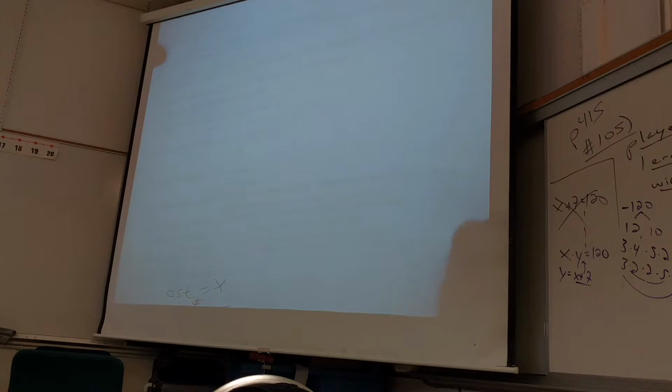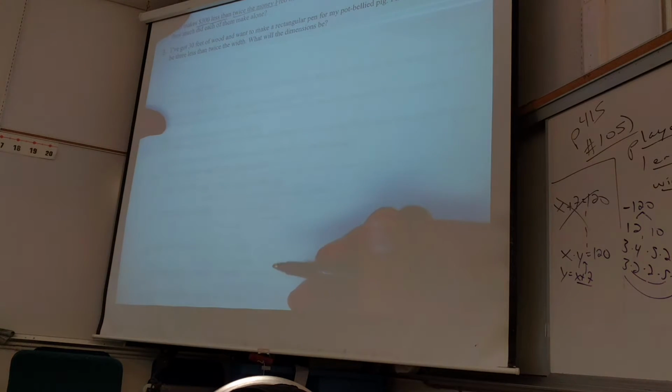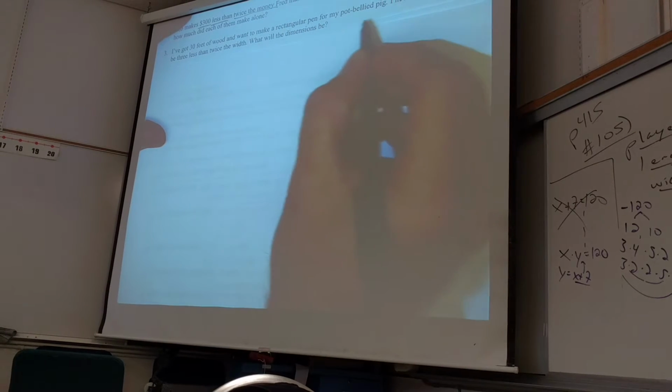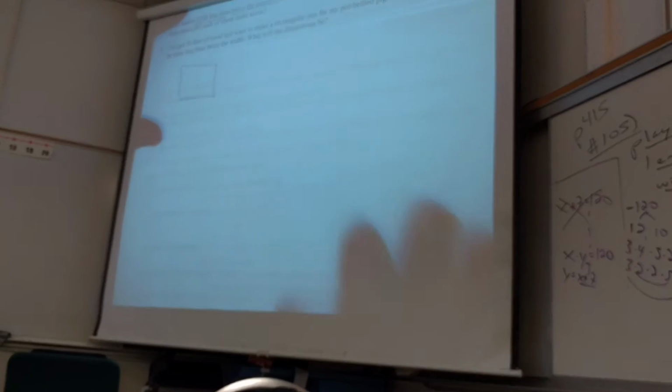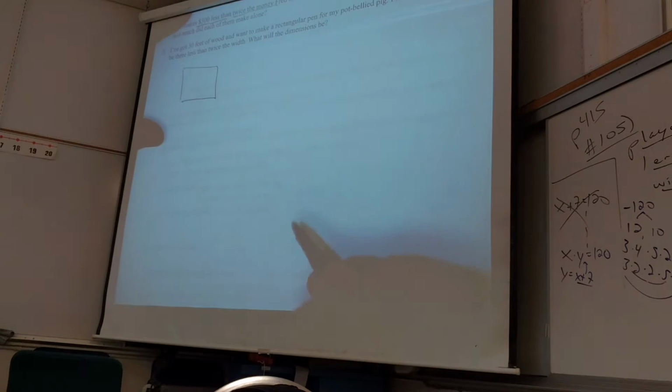So what about number 3? Number 3 is the one you have to be careful about, making sure you get all the sides in there. 30 feet of wood. I want to make a rectangular pen for my pot-bellied pig. So let me draw a picture first. There you go. That looks like what it would look like if I made it.